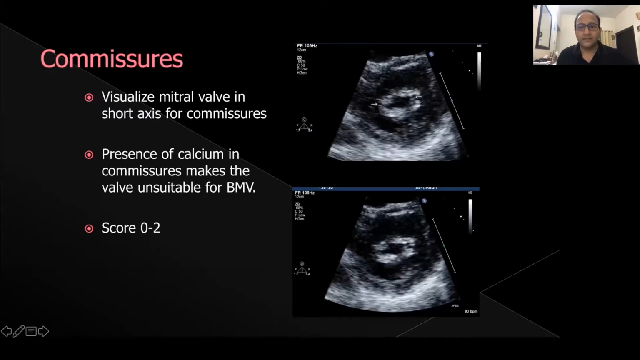Now, in this view, these are the commissures which you can see, the anterolateral and the posteromedial commissures. And if they have a lot of calcium, you can see these specks of calcium which are there. If the calcium is centered or close to the commissures, then when you are doing balloon mitral valvotomy, if the commissures become extremely hard and unpliable, the mitral valve is likely to tear open when you are doing BMV. So commissural calcification is a very important thing which you must look into whenever you are planning to do balloon mitral valvotomy.